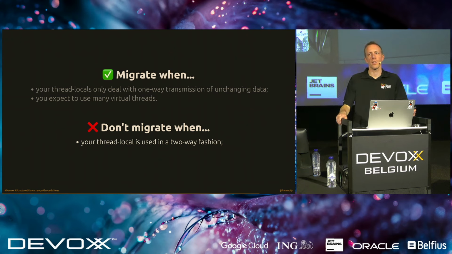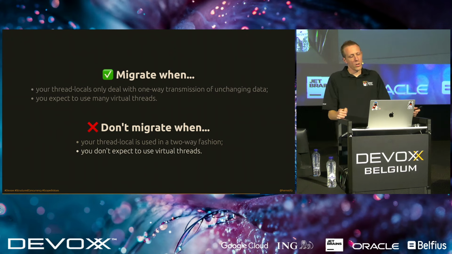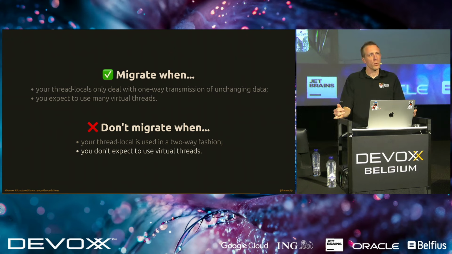Then it will become very difficult to migrate that to a scoped value, because the setting of the values is the problem here. Or don't migrate when you don't expect to use virtual threads. Thread locals are still supported for platform threads, and for virtual threads, it's probably working as well. It's just that from a Java perspective, it's advisable to couple them with scoped values if you can.